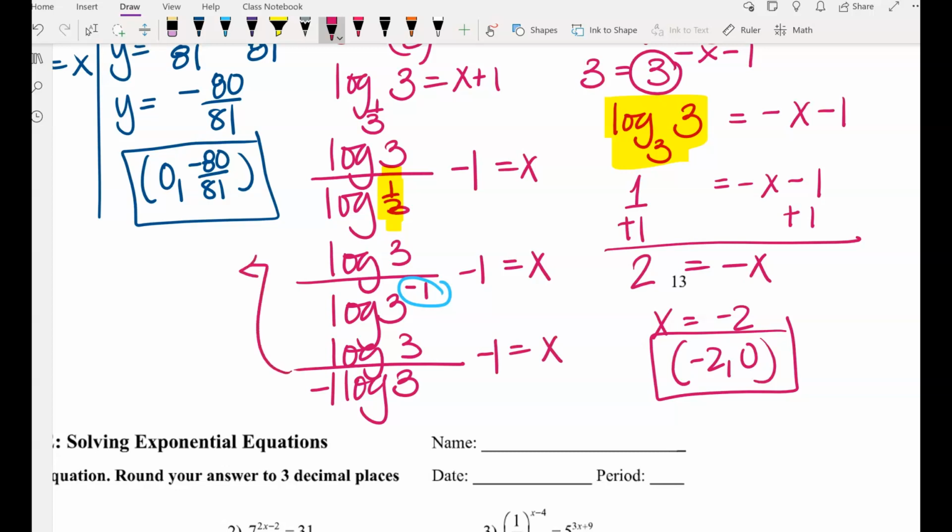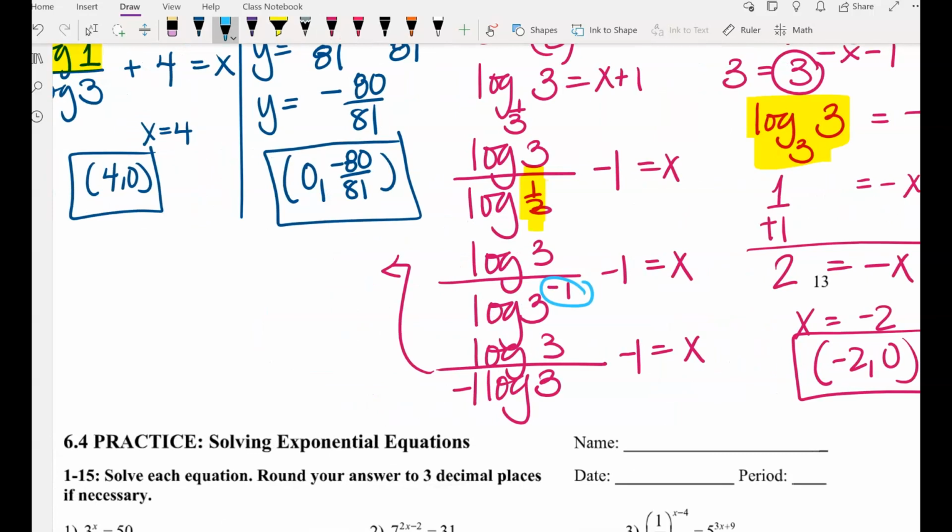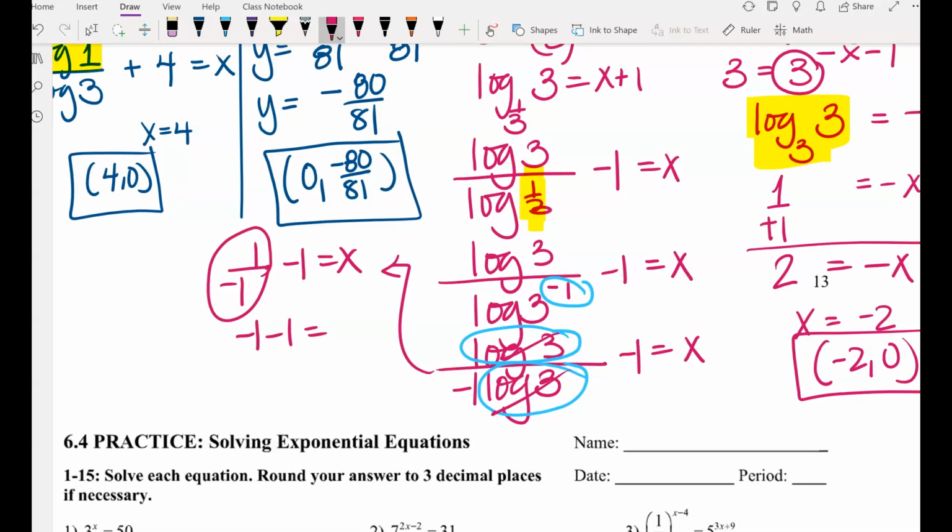I'm out of space over there, so I'm going to move over here. Well, as you can see, we have log of 3 divided by log of 3. That will give us 1 because they will end up canceling, okay? So now on the top, I should have a positive, divided by negative 1, and then we have this 1 still here. Well, negative 1 and a positive 1, that's a negative 1, minus 1 equals negative 2. Okay, so either way, guys, you're going to get the same answer. So your x-intercept is going to be (negative 2, 0). Doesn't matter how you guys solve that one.